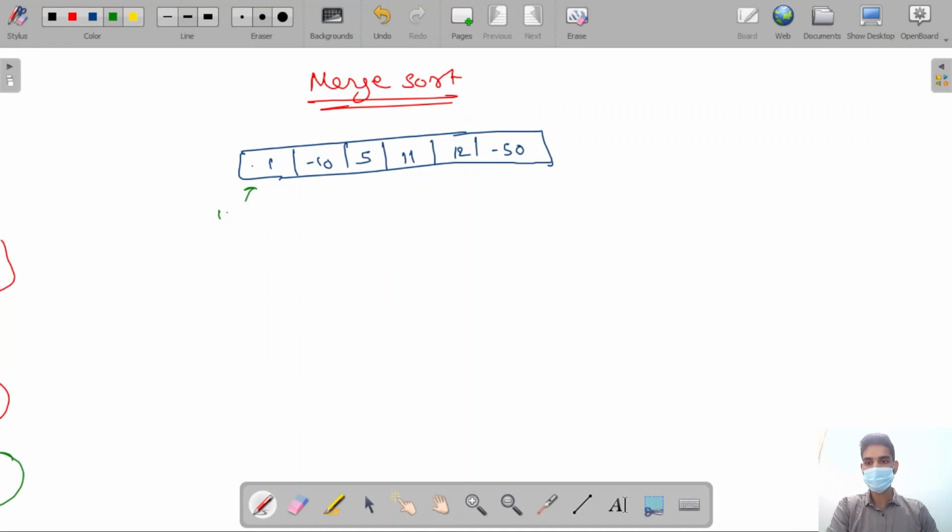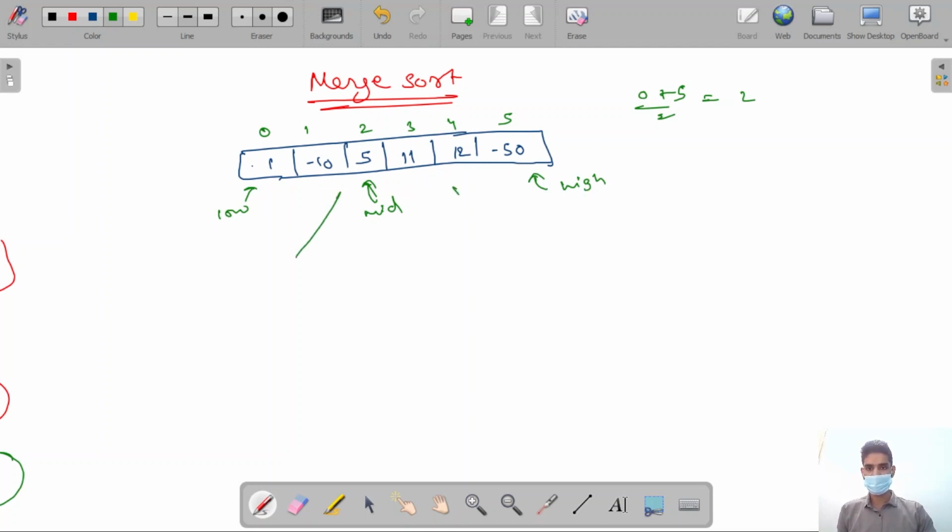This is low. This is high. Okay, 0, 1, 2, 3, 4, 5. 0 plus 5 by 2 equals 2. So this will be our mid. What will we do? We will divide this array into parts, let's say 0 to mid, then mid plus 1 to high.